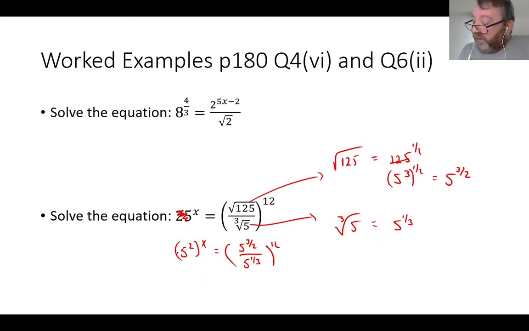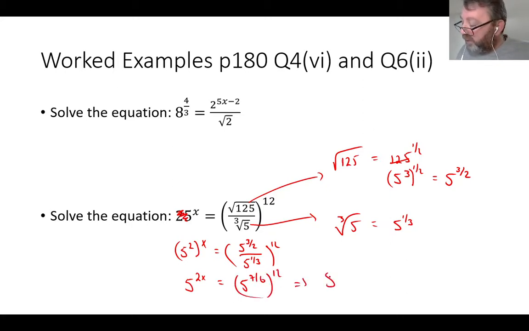So on the left-hand side, the only rule I can apply is the rule that tells me what to do when 2 indices are separated by brackets. Multiply them. So I get 5 to the power of 2x equals. In here, I don't mind what way you do this. You could say to yourself, oh look, I'm dividing the same base, let's subtract the powers. Well, let's do that. We're going to keep the 5. We're going to subtract 3 over 2 on the top minus a third on the bottom. And that's going to give me 7 over 6, which is still raised to the power of 12.